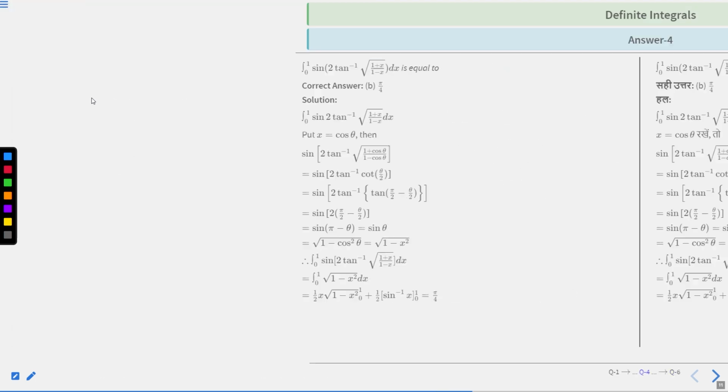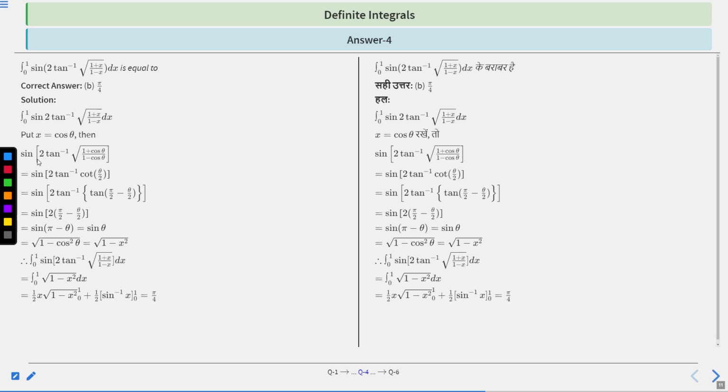Okay, let's move to the solution part. We can write the integral from 0 to 1 of sine 2 tan inverse root over (1 plus x upon 1 minus x) dx. Now, as we have discussed, let's put x equal to cos theta. Therefore, it can be further written as sine of 2 tan inverse root over (1 plus cos theta upon 1 minus cos theta).